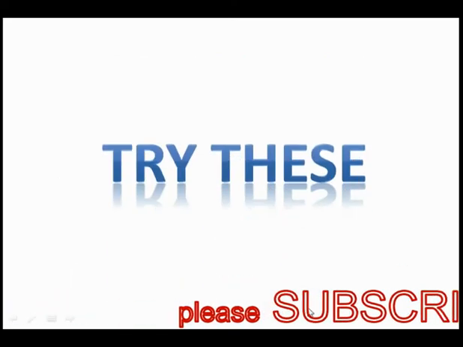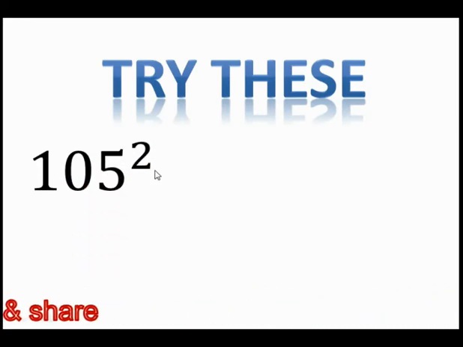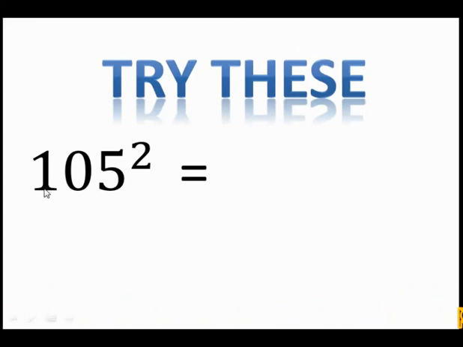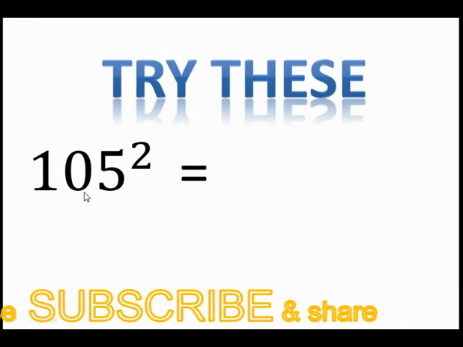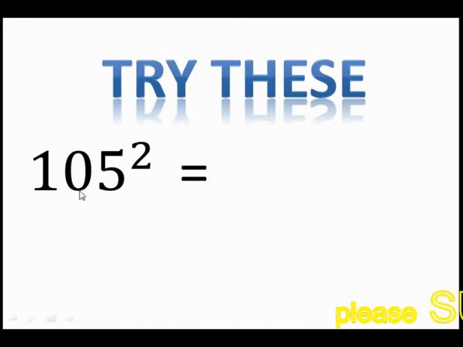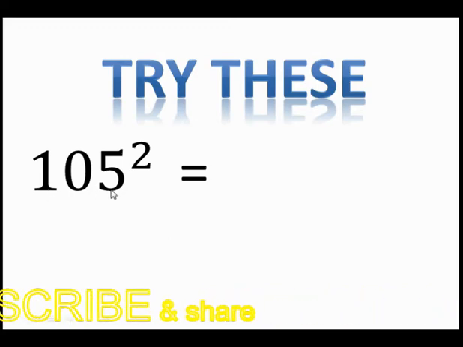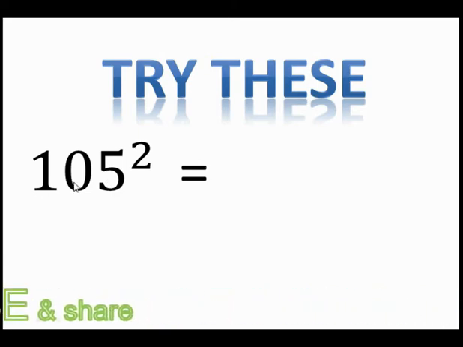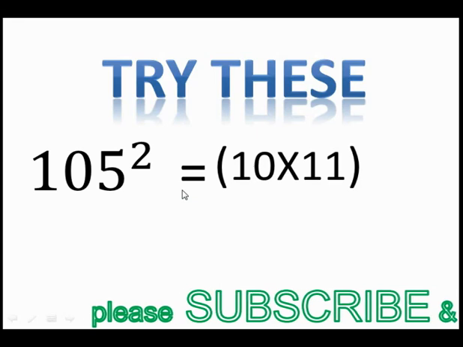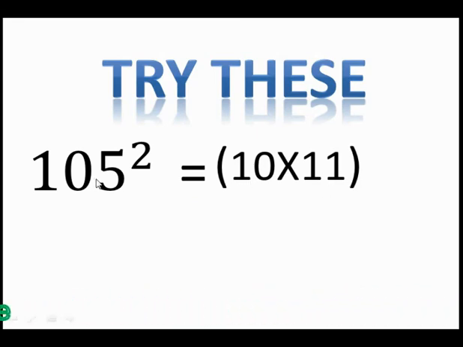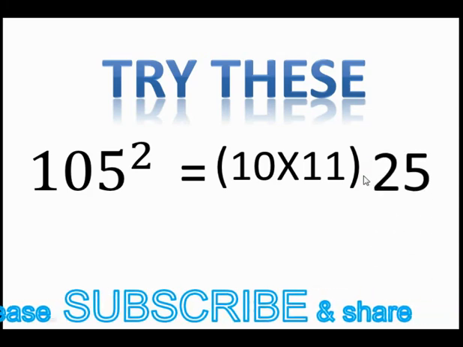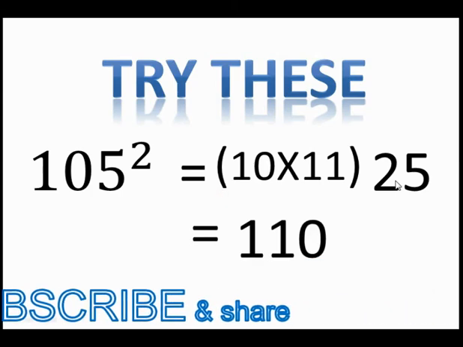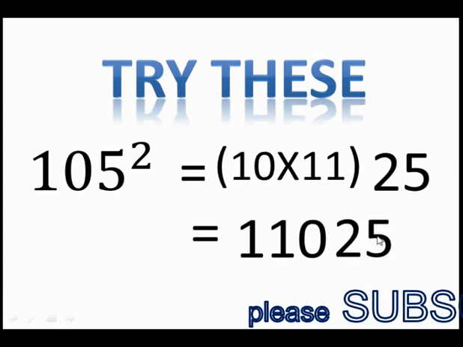Okay. Now what is 105 square? Here also, for finding the first part, we take the first digits 1 and 0, that is 10. We take the first number as 10, because we don't want to consider this 5 first. 10 and 10 plus 1 is 11. So you have to multiply 10 and 11. And the last part is 25. You know 11 multiplied by 10 is 110. Then the next number is 25. So 11,025 is our answer.